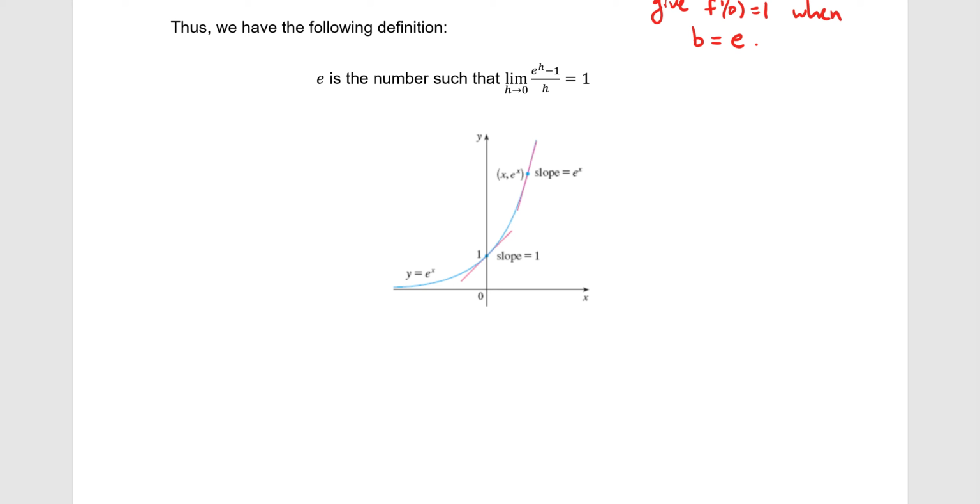And hopefully we remember that e, like we mentioned several times right now, is just a number. It's about 2.718. It's irrational. It goes on forever, never repeats itself, similar to pi. So just remember that e is approximately 2.718. But we're always just going to write it as just e.